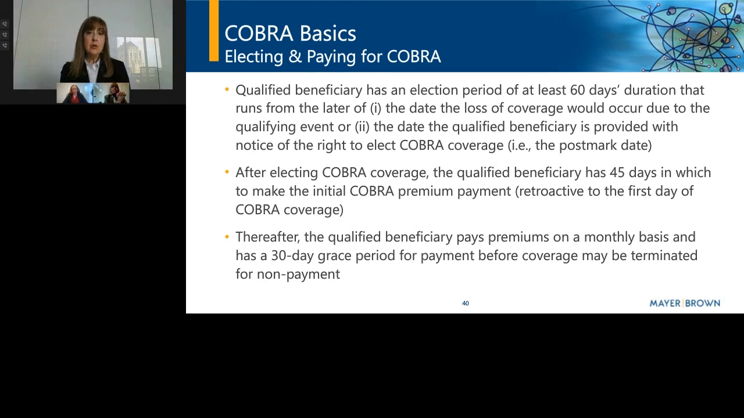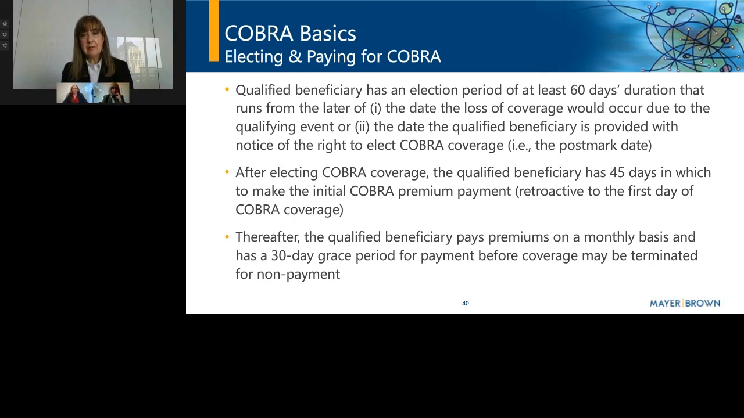After electing COBRA, there is a 45-day period in which the qualified beneficiary has to make the initial payment retroactive to the beginning of the coverage period. Thereafter, payment is made on a monthly basis, so the timing of that is typically the first day of the month. And then there is a 30-day grace period for each of those periods.